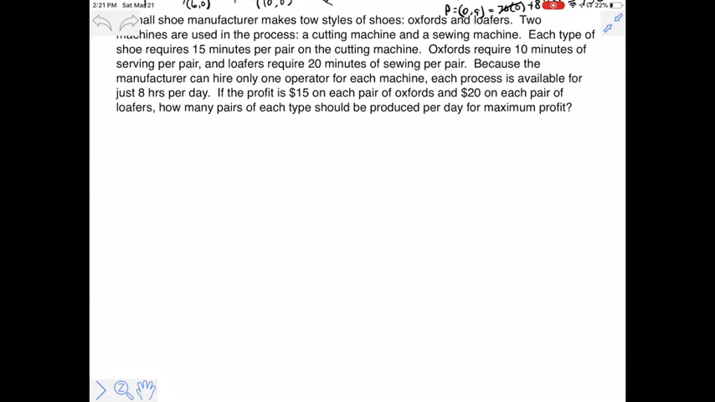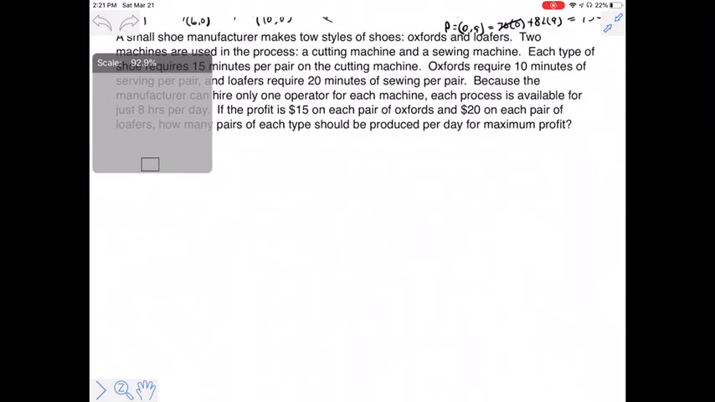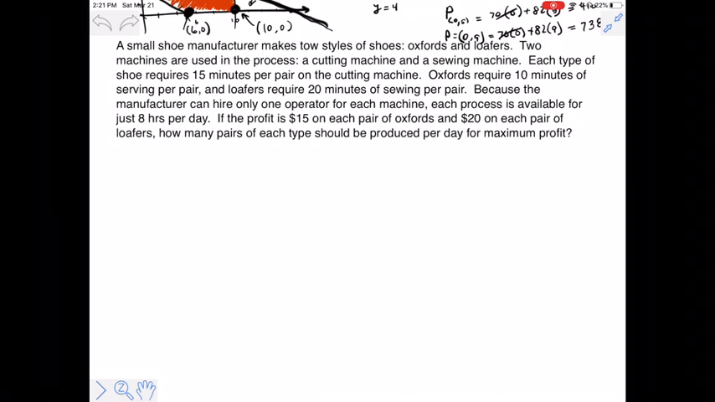But as just a small example, man, there's typos all over the place here. I should say two styles of shoe, Oxfords and loafers. In order to make these shoes, there's a cutting machine and a sewing machine. It takes 15 minutes on the cutting machine for each type of shoe, but the Oxfords have 10 minutes of sewing. Sewing, not serving. And loafers require 20 minutes of sewing.